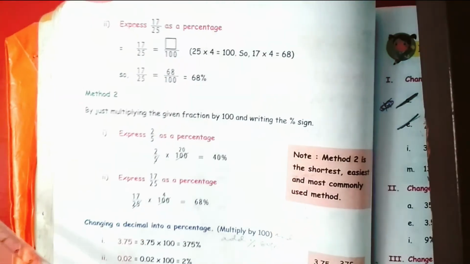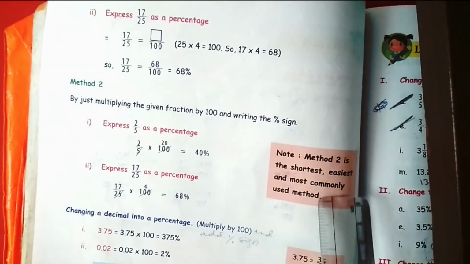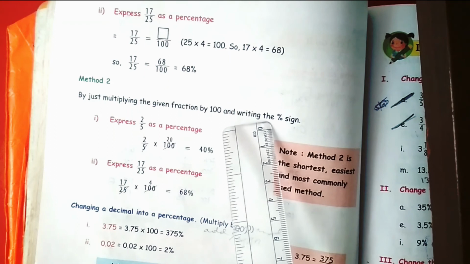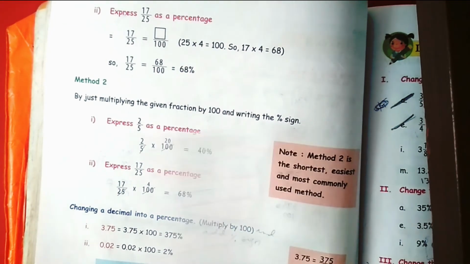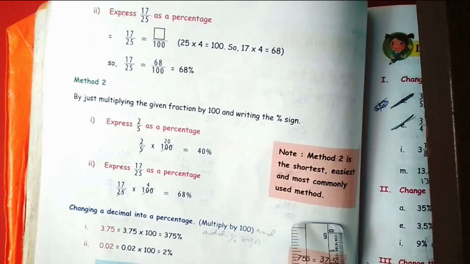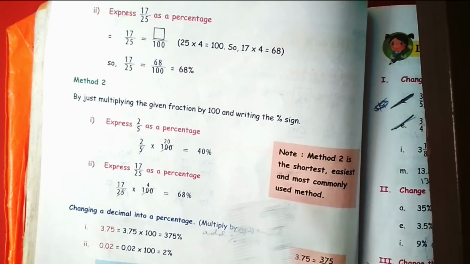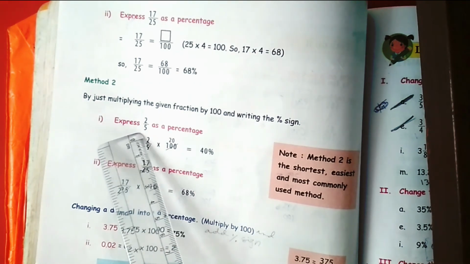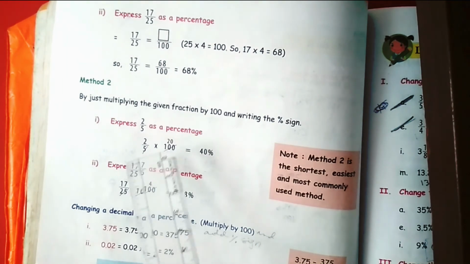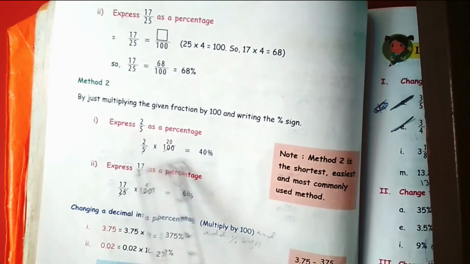Now we shall see method 2. In method 2, by just multiplying the given fraction by 100 and writing the percentage sign, we are done. So method 2 is the shortest, easiest and most commonly used method. Just now what I have explained. See here, the question they have given is 2 by 5. As a percentage we have to convert. So 2 by 5 into 100.